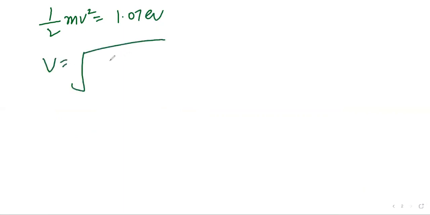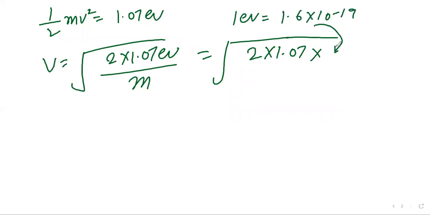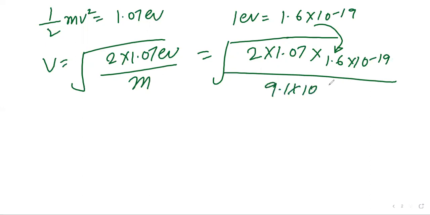We have to find just V, right? So take the square root. It is 2 into 1.07 electron volt divided by m. Now put the values: 2 into 1.07, 1 electron volt is equal to 1.6 into 10 raised to minus 19, divided by the mass of electron, 9.1 into 10 raised to minus 31. You will get the V value after calculating as 0.61 into 10 raised to 6 meter per second. Understood?